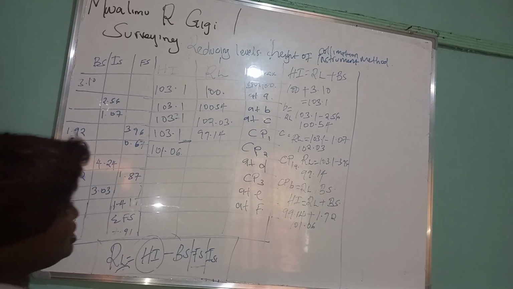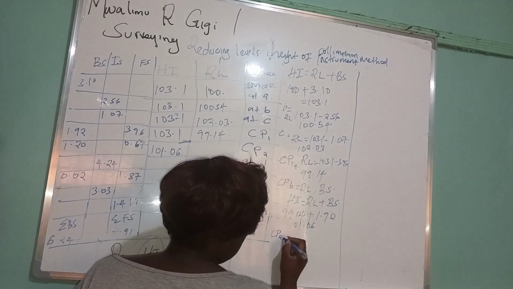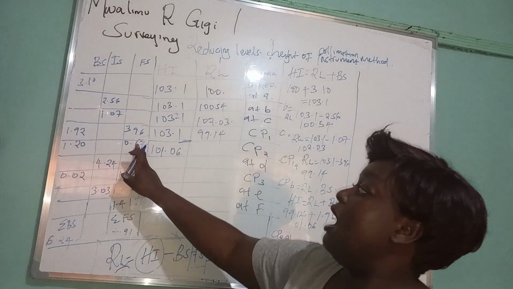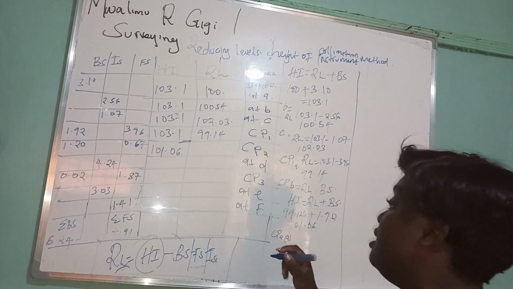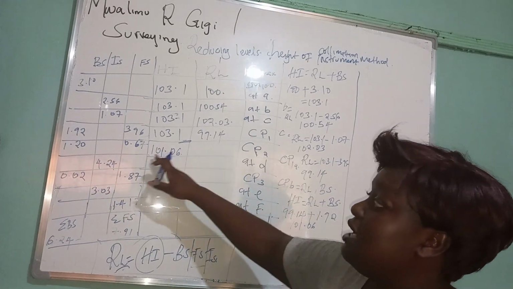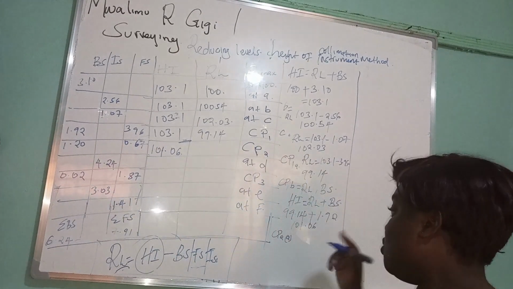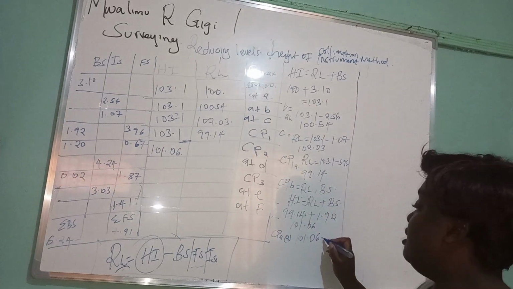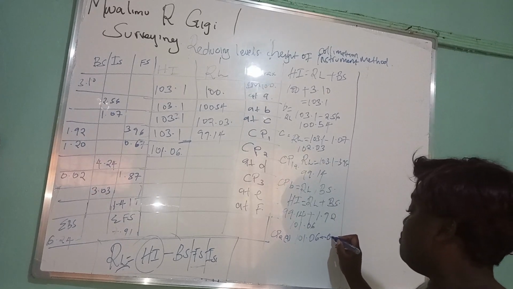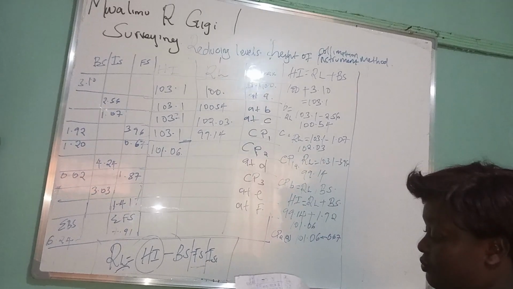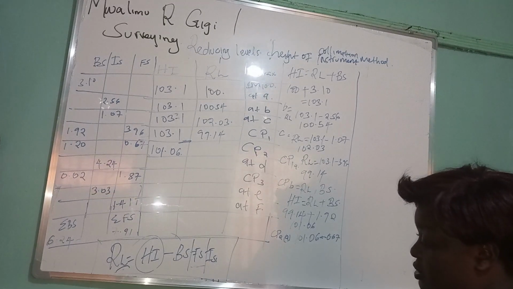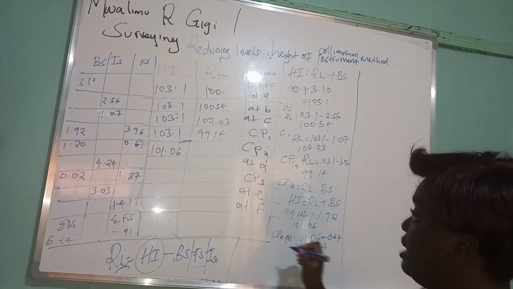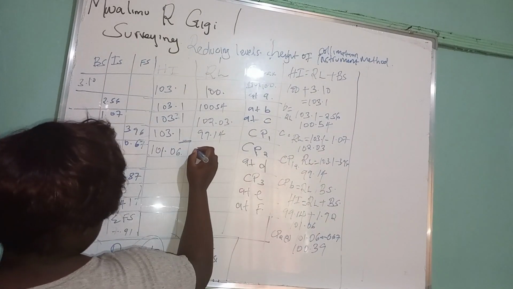So at change point 2A, we have to get the reduced level. We have the height of instrument and we have a foresight. So it is 101.06 minus the foresight, which is 0.67, which is 100.39. So the reduced level at change point 2 is 100.39.